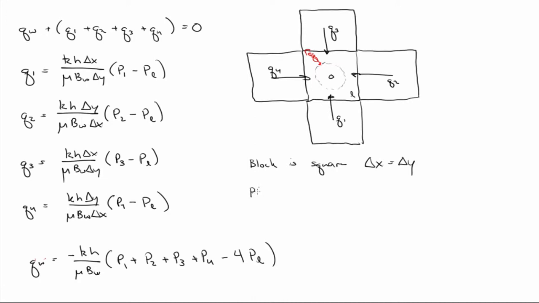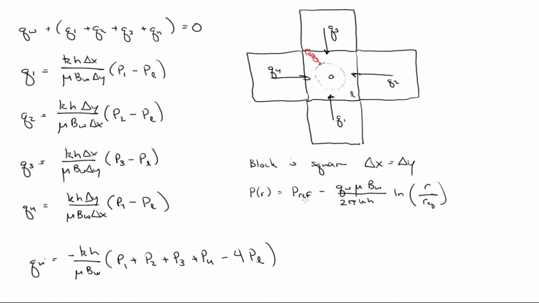we had that the solution, right? I'll just rewrite it. This P ref minus QW mu BW over 2 pi KH times the natural log of R over R EQ. Right. And so what we said is this equivalent radius is the place in the grid block where there's the average pressure.